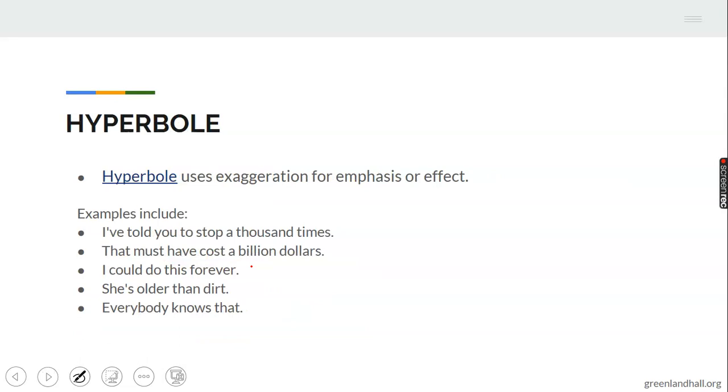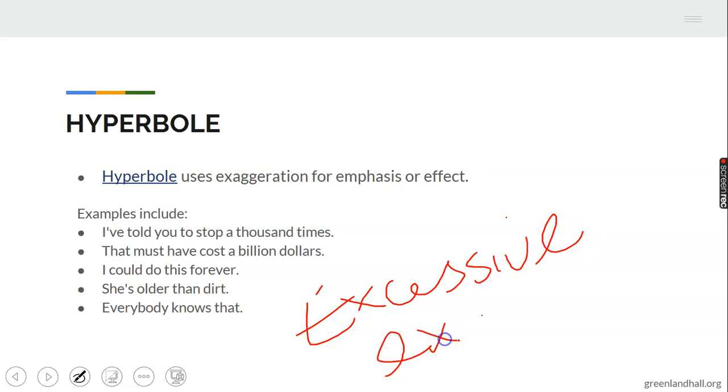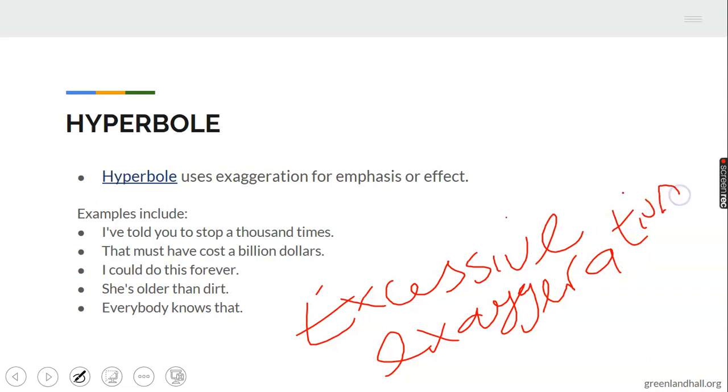Then for hyperbole now, hyperbole. This is over exaggeration. I simply call it excessive exaggeration. And it is used for emphasis. Let's go to my examples now.